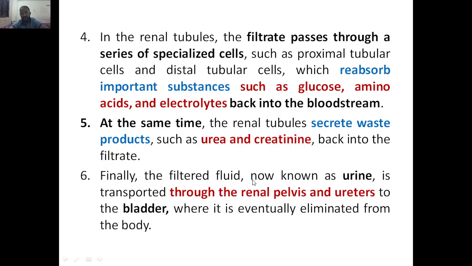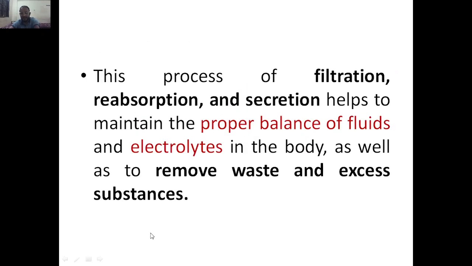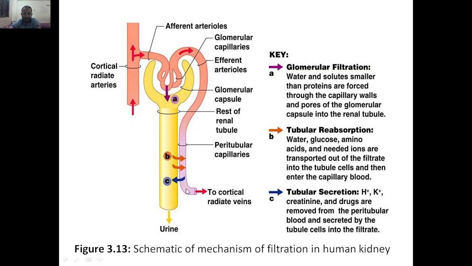So finally the filtered fluid known as urine is transported through the renal pelvis and ureters to the bladder, where it is eventually eliminated from the body. So that means whatever is being removed here will go to the waste, will go to the urine. Understanding? So in a simple way, the blood is coming from here, which is unfiltered.